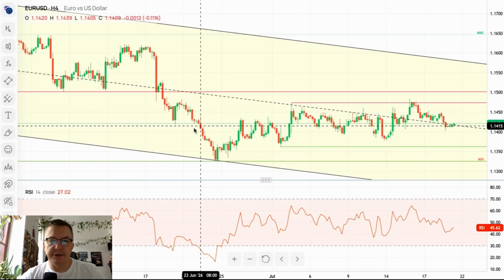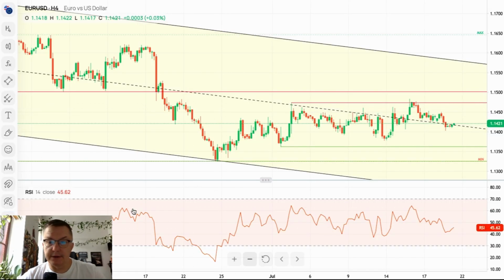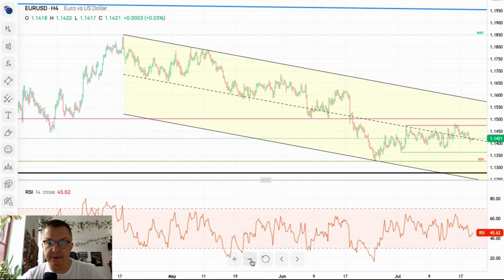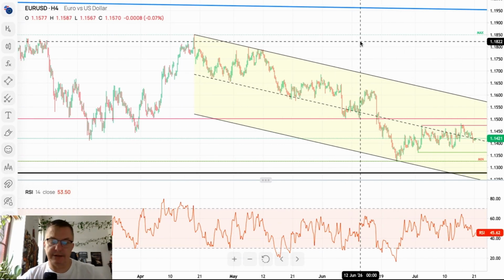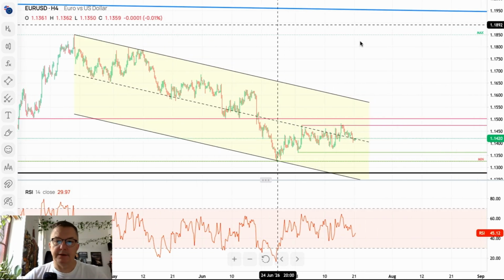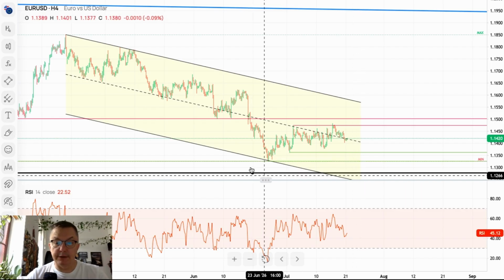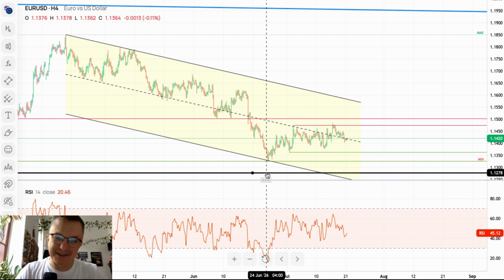So the current situation in the euro dollar is still the same. As you can see, what do we have here is a big channel to the downside, right? Sloping to the downside. So we have a downtrend in the background. Obviously, very important black level 1.1247. This is from the weekly support. This is technical support from the weekly time frame.